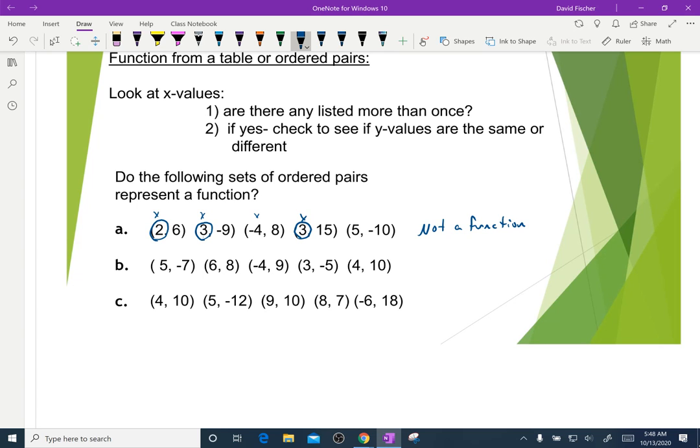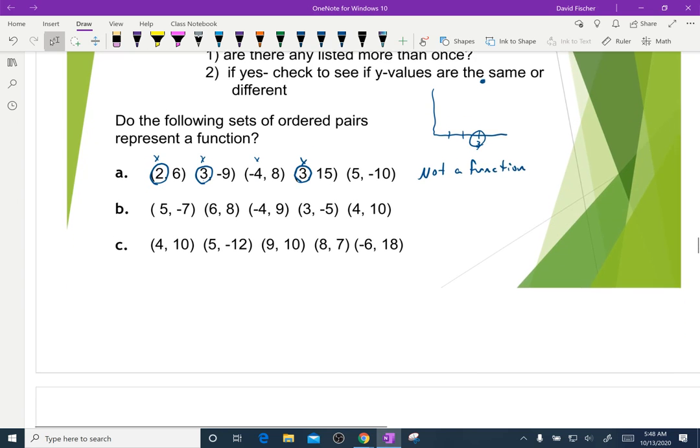Okay, so if I was plotting that on a graph, I would come over to 3. I like graphs and knowing whether it's a function or not. And I would have a dot way down at negative 9, which I'm just going to draw down here. But I'd also have a dot way up on 15. And so my 3 has 2 dots, one at negative 9 and one at 15. Okay? Can't have that and still be a function.